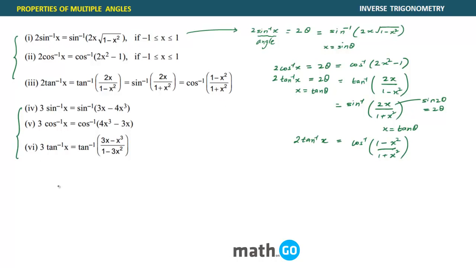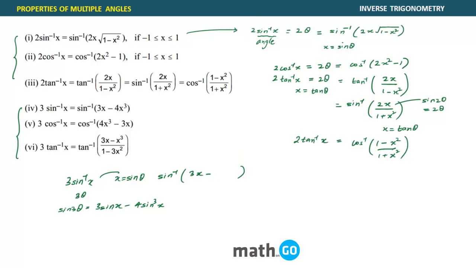Now let's take 3 theta formulas. So 3 sine inverse x, you can understand, this is nothing but 3 theta, because I'm going to substitute x equal to sine theta. So I'm finding sine 3 theta. So what is sine 3 theta? It is nothing but 3 sine theta minus 4 sine cube theta. Now you have taken sine theta to be x, so just put those values over here. So this is 3x minus 4x cube, that is the answer that you will write.